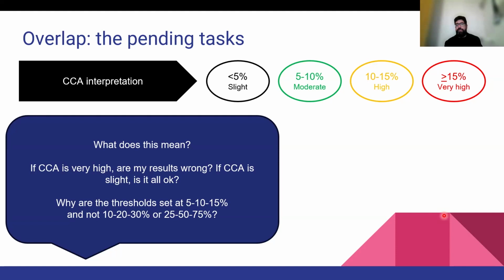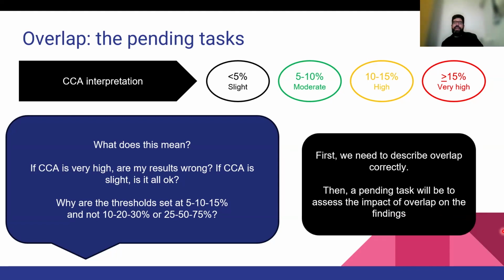Actually, this was the original proposal by David Piper, but there is no epidemiological rationale for this. This was just an initial proposal that overview authors tend to replicate, but there's no major reason for these thresholds. But I think that first we need to make an agreement or a consensus about how to describe overlap, all the aspects that I talked about before.